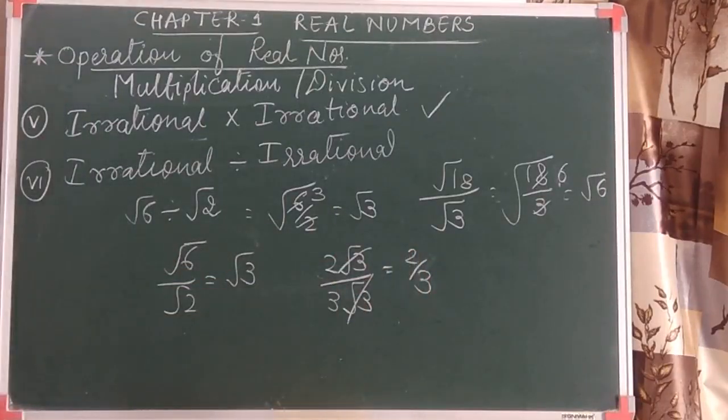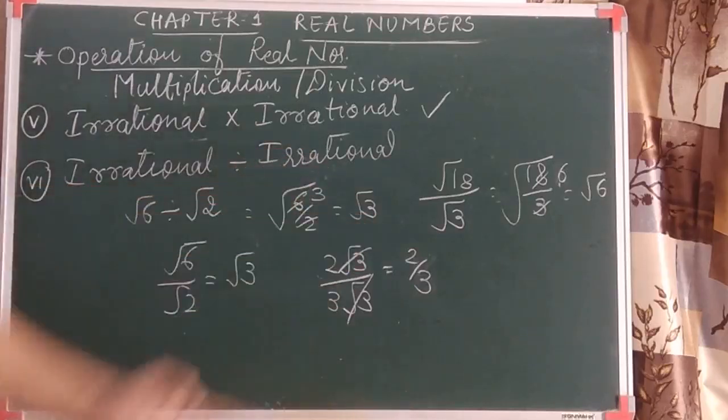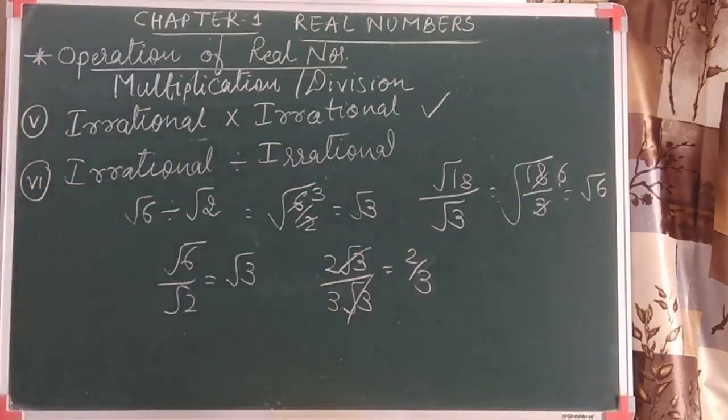So the answer of irrational divided by irrational can be irrational, and it can be rational. I hope you got it. These are very important steps to understand.